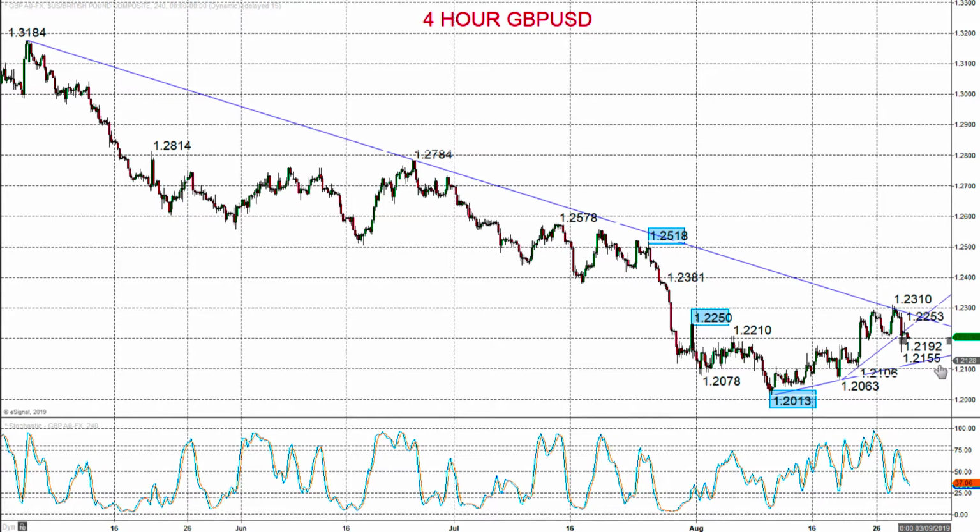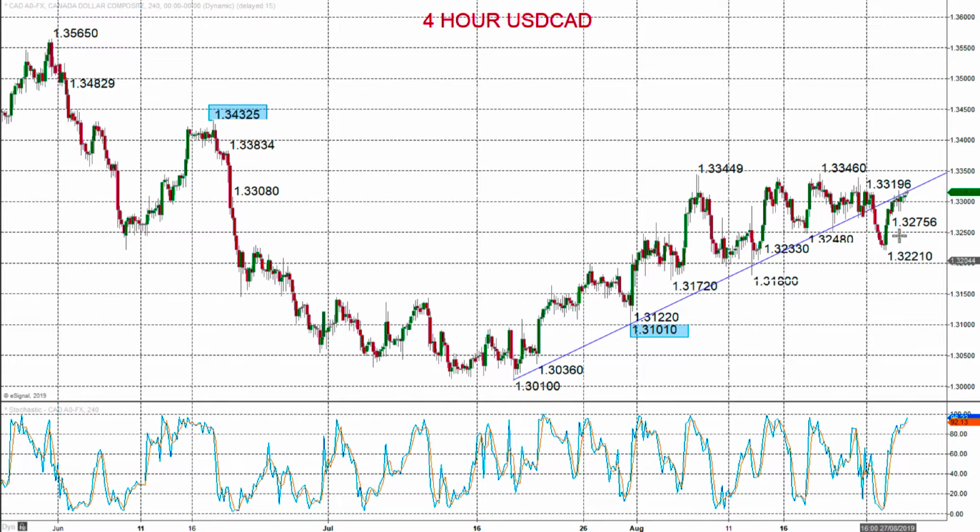Down for targets 121.92, 121.55, maybe as deep as 121.06. Canadian dollar now, yes, a recovery.